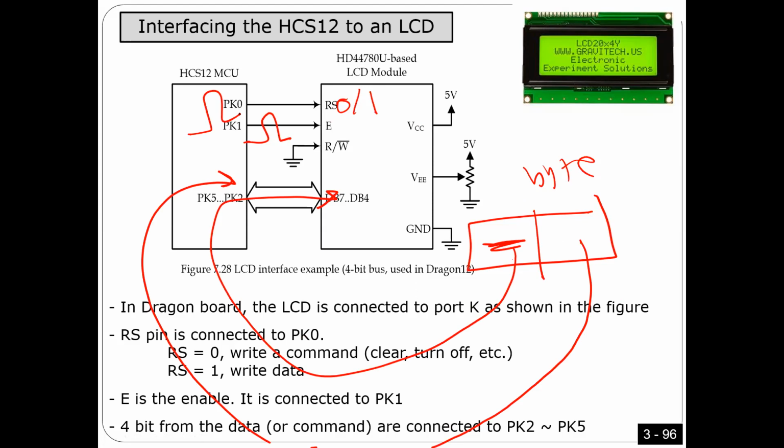Is that clear, guys? So we're gonna put four bits, then you generate a pulse on the enable just to tell the LCD, go and take it, right? And then you put the second one and generate a pulse. By this way, I already sent a byte. And then here I told the LCD if this byte is a data or command. Okay, guys, any question?